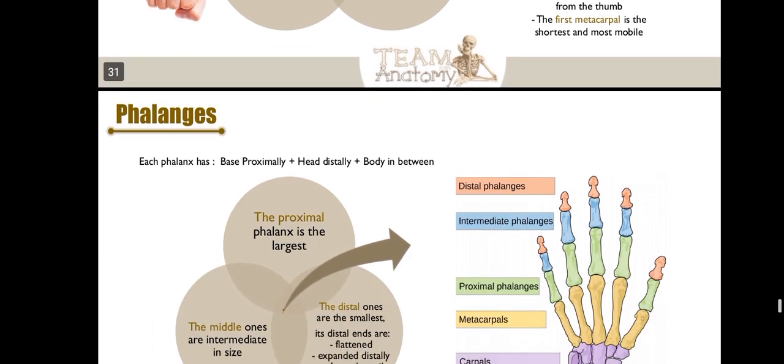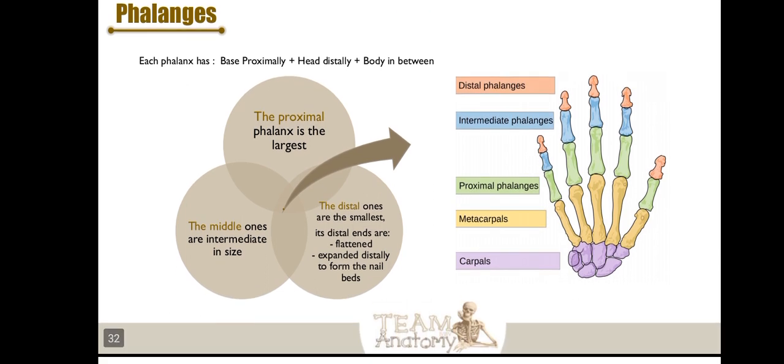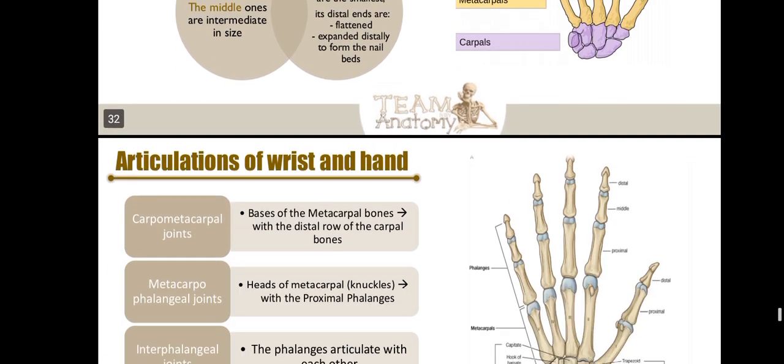Okay, so we are done with the metacarpals. We said there are five. They have the base, the shaft, and the head. Going to the phalanges, there are three on each finger except the thumb. There are two on the thumb. The phalanges, just like the metacarpals, have the base, the body, and the head. Remember, your thumb only has two phalanges.